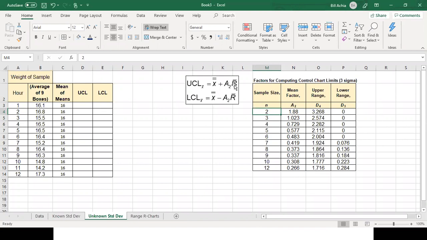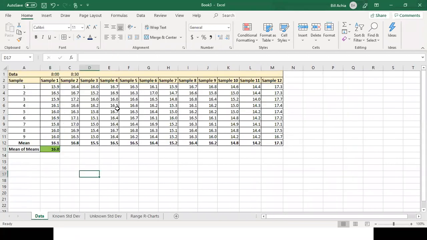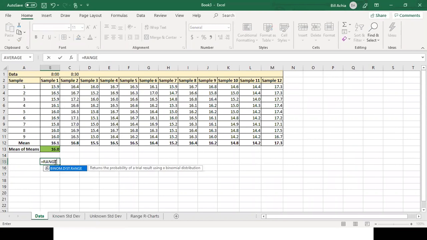The second thing that we're going to incorporate here is our R bar, and R bar is basically just our range, the range of the different data points that we have. So let's use the same sample that we had here and calculate our range. The first step, instead of calculating our mean of means, is to calculate our range. For the first sample, which is 1, I'll use a range formula.